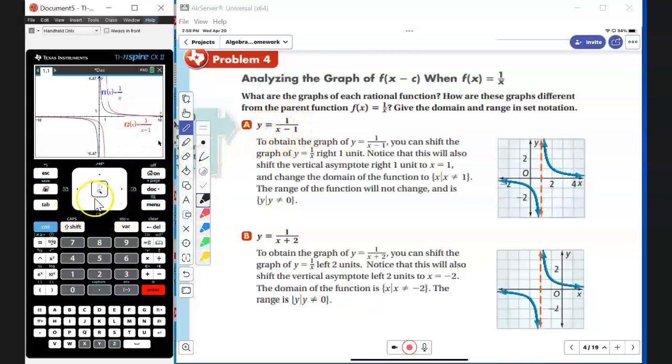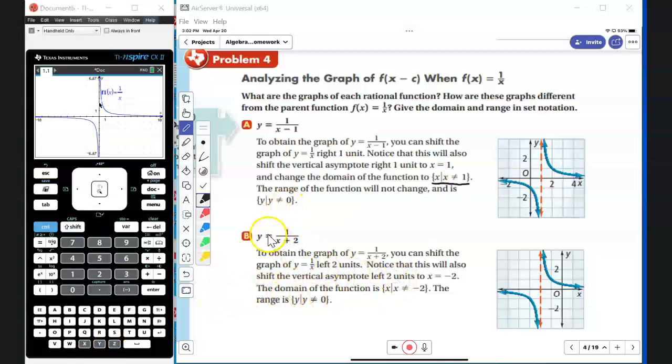So what I'm going to do is I'm going to press tab. And I can't draw that. But it's at x equals 1. Notice that this will also shift the vertical asymptote 1 unit to the right. That's what I said. So what's the domain? It's all numbers except for 1. And that's what it means. It's all values except for 1. The range of the function will not change, and y will not be 0 because that's a horizontal asymptote. So y will not be 0.